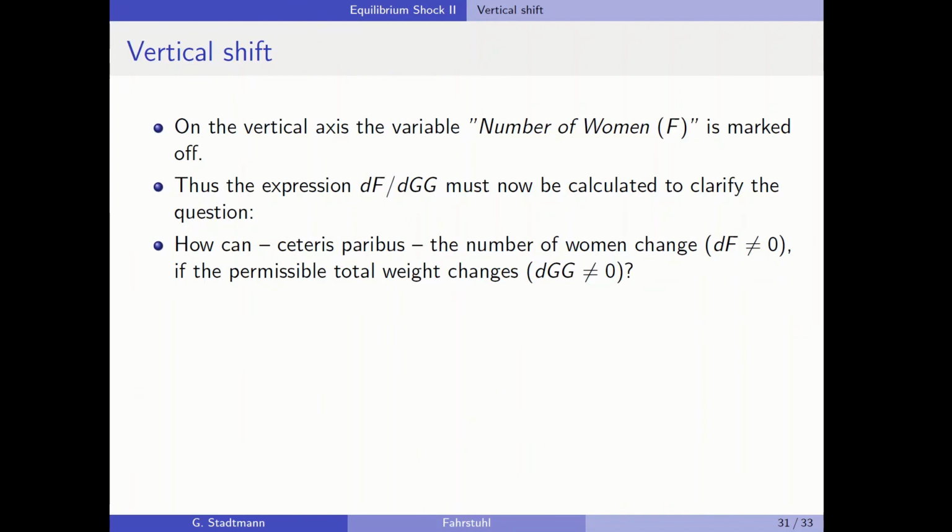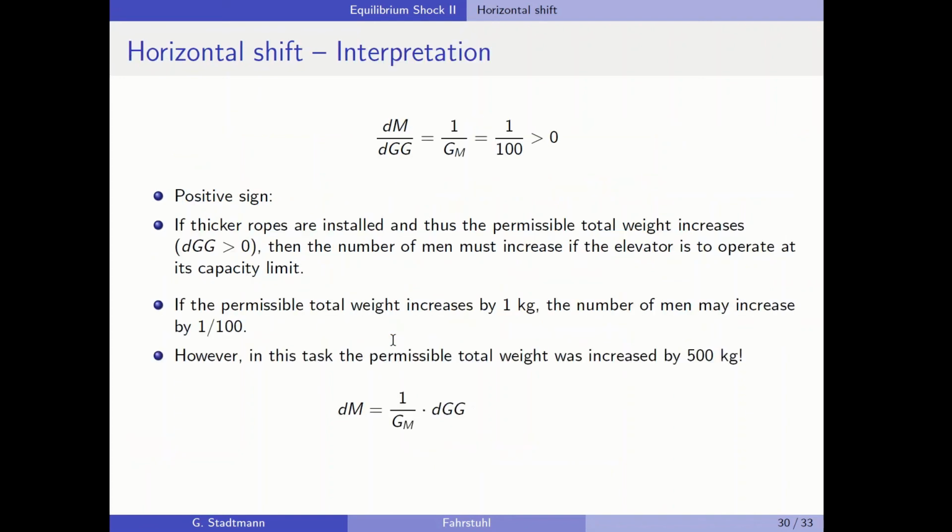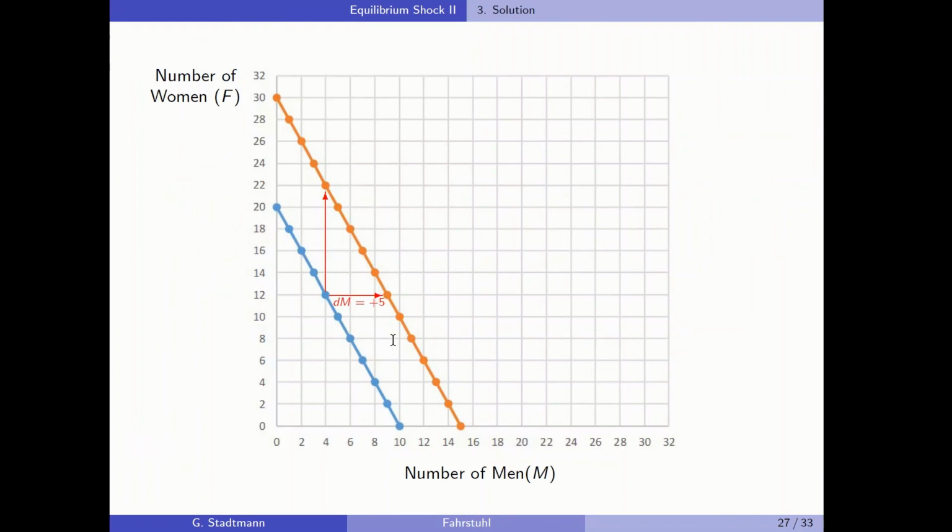The vertical shift, there we have to check what kind of variable is displayed on the vertical axis. It is the number of women, and therefore we have to derive this expression here. The capacity constraint changes, also the number of females will change, but the weight of the men and the weight of the women is constant. The weight does not change. The change in the weight is equal to 0. Also, it is a case that the number of men is constant.